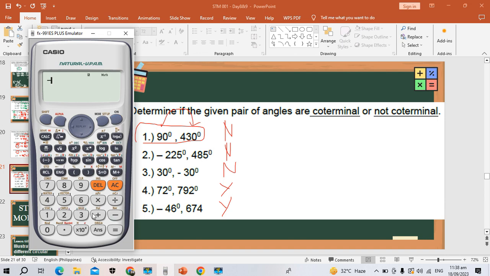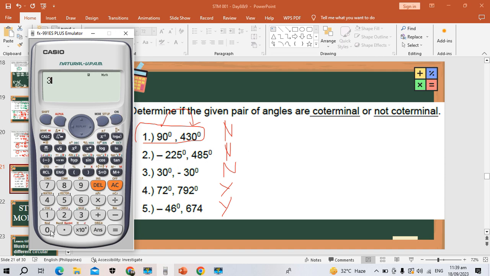Okay, next, negative 225 plus 360. The answer here is 135. So, kulang yan. Try pa natin mag-add ng 360 plus 360. Baka sumakto na. Hindi pa rin sakto. Sumobra siya ng 10. That's why 485 is not the coterminal of negative 225.